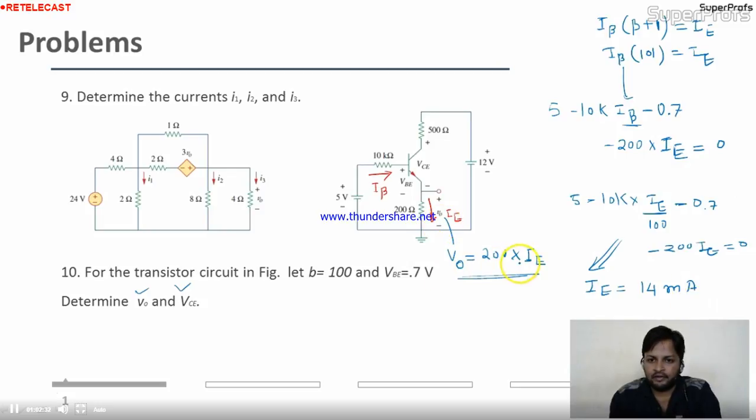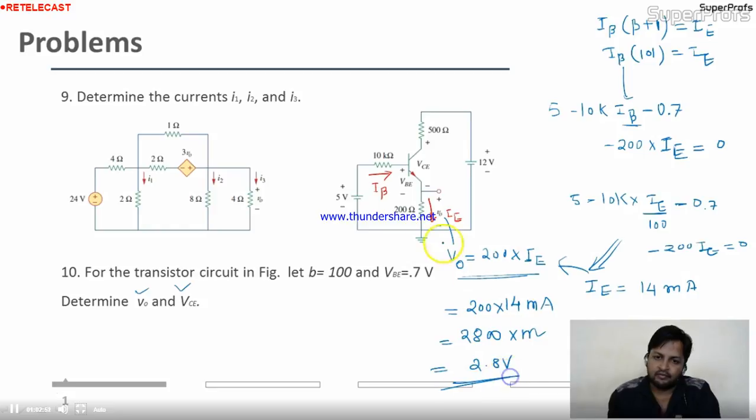So what is the value of V0? We'll put the value of IE here. So it will be 200 into 14 milliampere, so it will be 2800 into milli. So finally 2.8 volt. The value of V0 is 2.8.